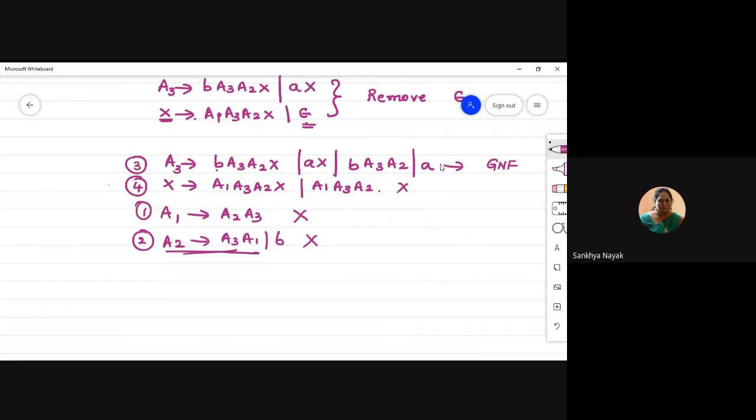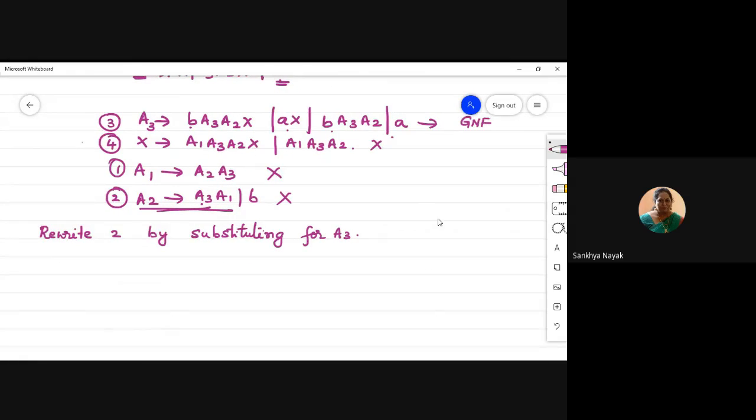Why? Because A3 is in GNF format. I just have to substitute A3 for this, isn't it? So I will rewrite 2 by substituting for A3. Okay, by substituting for A3. So what will it become now? The second one. It will be A2.